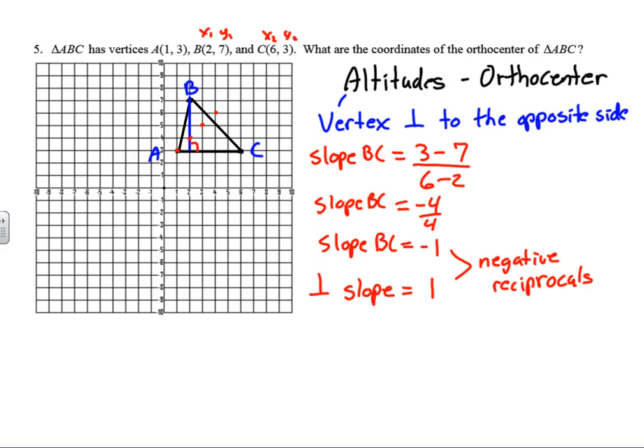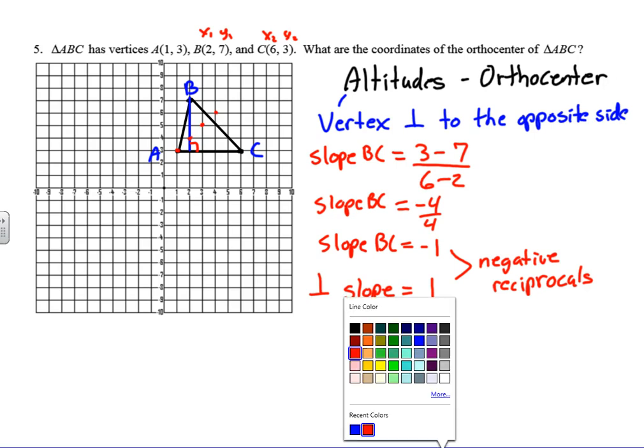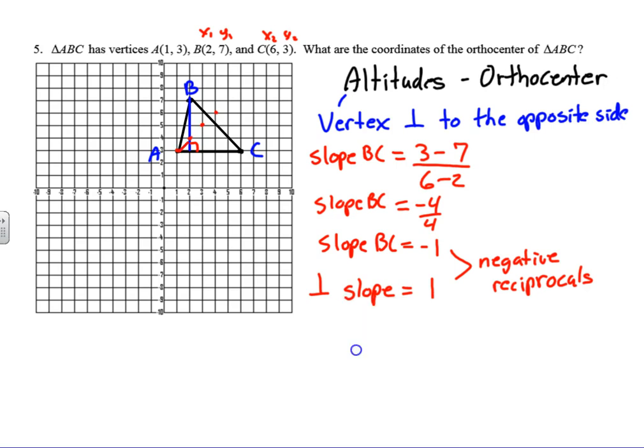This segment right here, from the vertex perpendicular to the opposite side, is the altitude. So we just created another altitude. Where do they intersect? The orthocenter is the intersection of the altitudes, which is the point (2, 3) in this case.